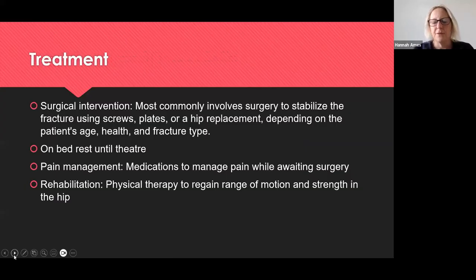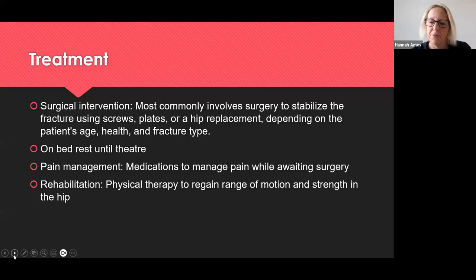So treatment: normally they do need surgical treatment, and again, depending on the type of fracture, we can do things such as putting screws and plates in, or if it's a grade 4 or 5, normally they need a total hip replacement. These patients are going to be on bed rest until theatre, so this is an important point to be aware of in terms of your NMC OSCE exam, particularly in that assessment station, whether that patient is going to be on bed rest, which they should be.